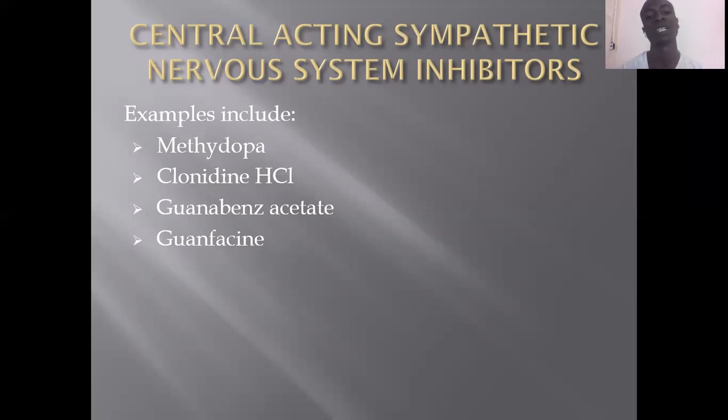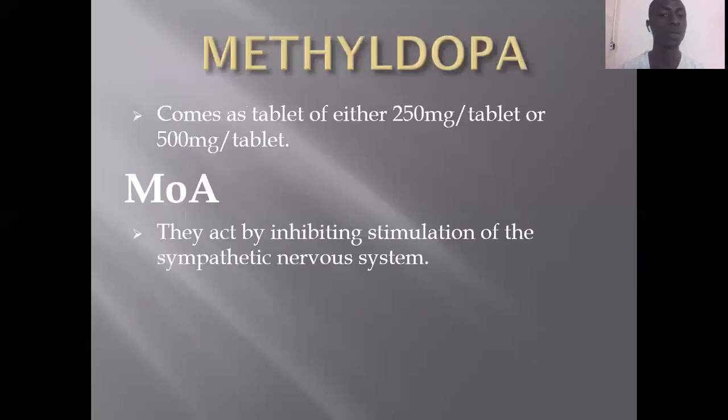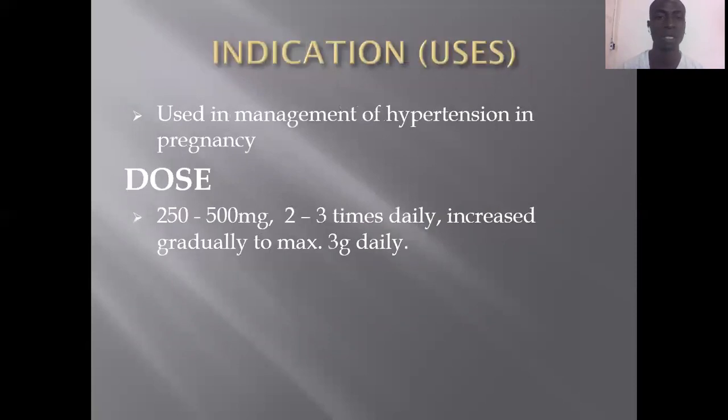Methyldopa is one of the common drugs, the one which I'm going to discuss in this category. Methyldopa comes as a tablet of 250 milligrams or 500 milligrams. The mode of action of methyldopa is that it acts by inhibiting stimulation of the sympathetic nervous system. Uses or indication: this drug is good in hypertension in pregnancy. So it's a drug of choice in hypertension in pregnancy.